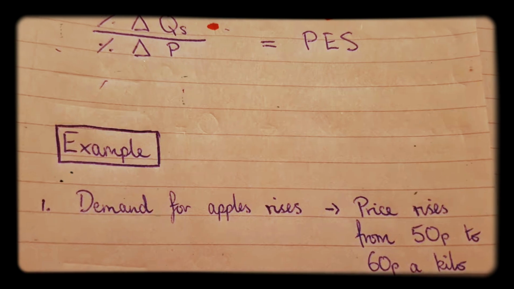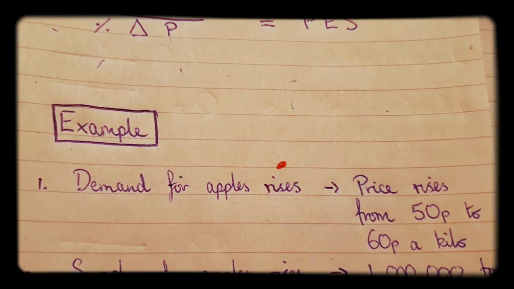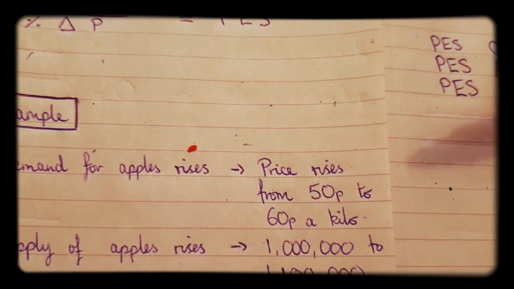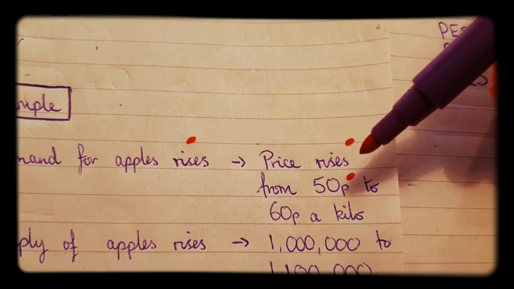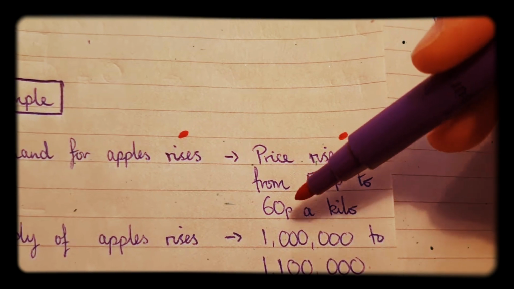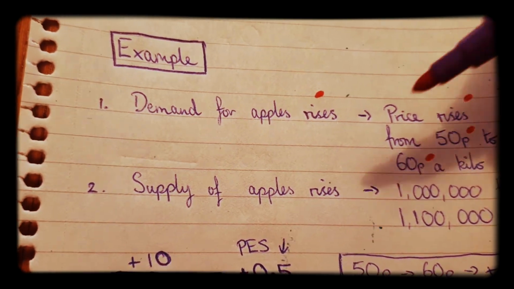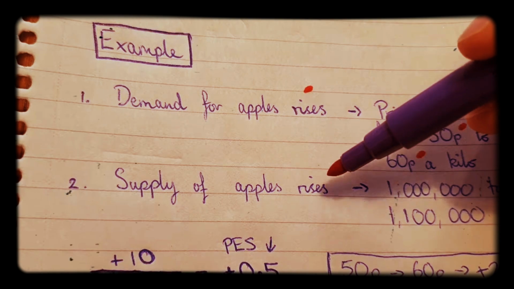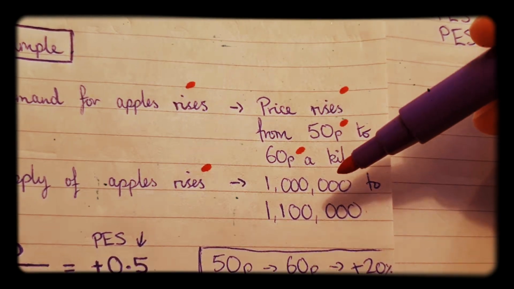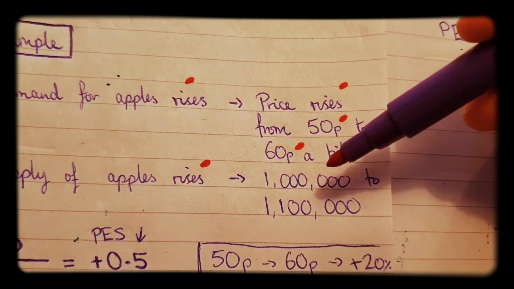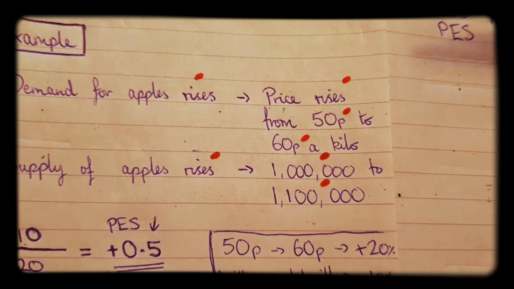To use an example, let's say the market for apples. Let's say the demand for apples rises in the market, and because of the increased demand, the price rises from 50p to 60p a kilo. The supply of apples as a result has to rise to fulfill the extra demand. The supplier is able to increase their supply from 1 million to 1,100,000.